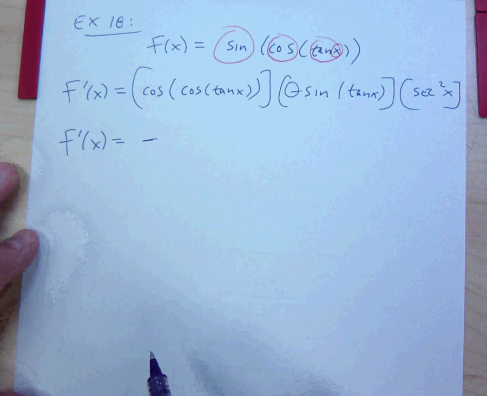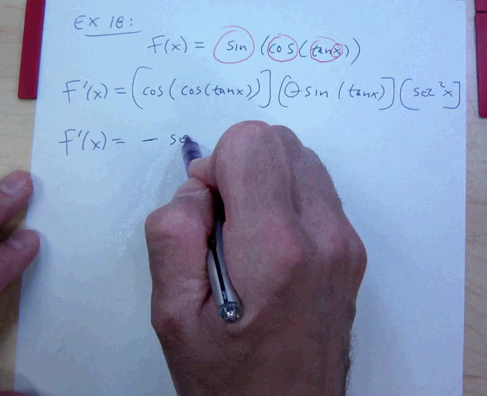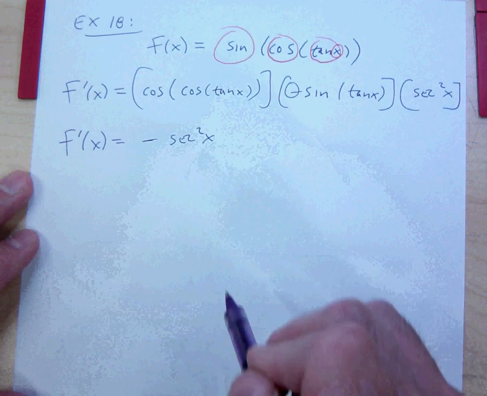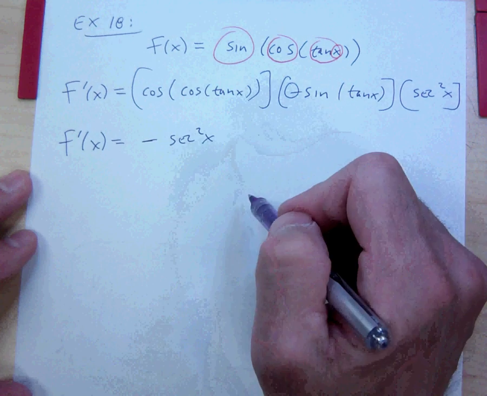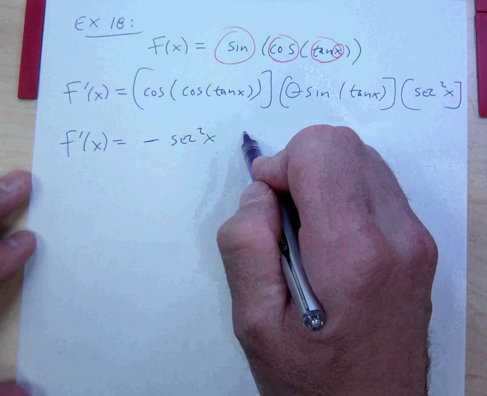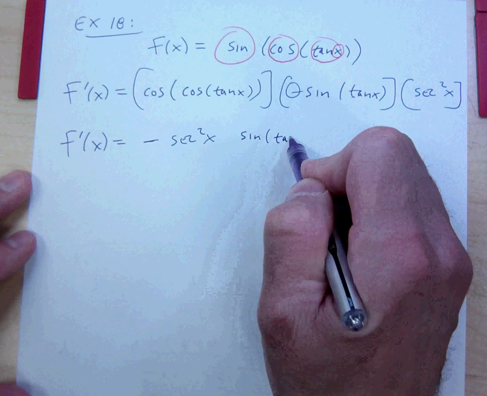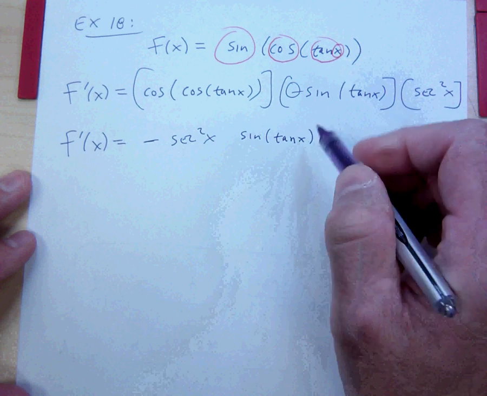I would probably pull the secant squared out front. And then, I don't know. I'd probably put this next. Again, the order really doesn't matter, and I'd probably put this last.